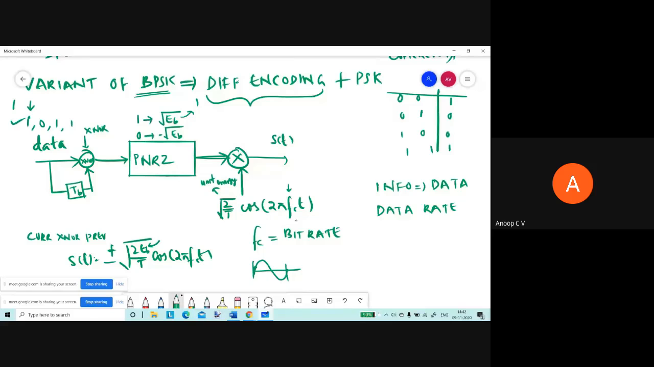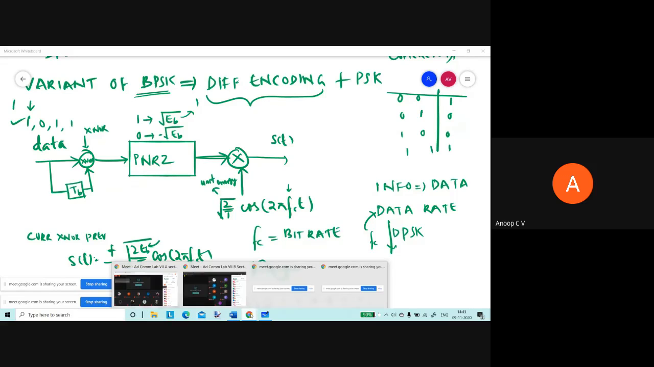Given the information sequence and data rate, we will generate a DPSK signal assuming carrier frequency to be equal to data rate. That is what we are going to do now. So is this clear? Right. If it is clear, we'll try and simulate this part, then we'll come back. Otherwise, do you want me to discuss the demodulation part also and simulate it together? I think initially we will simulate the modulation part, then we'll come back to the demodulation part.